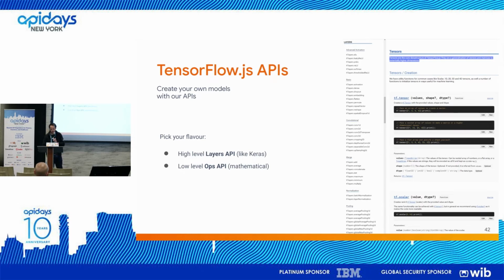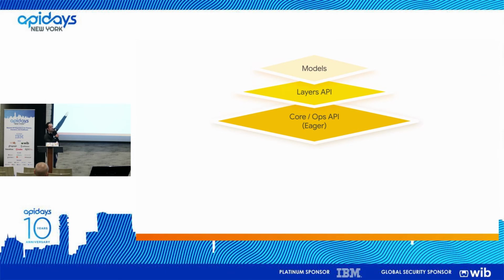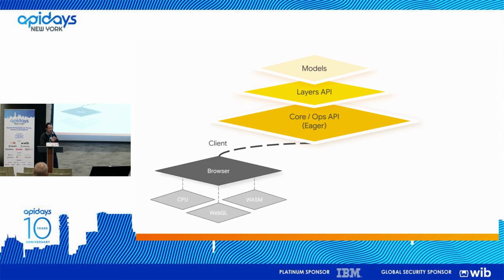So putting this all together, then, you've got our pre-made models that you saw today. They are built upon the layers API, which is sitting upon the core or ops API. And then that understands how to run in different environments, like the web browser on the client side. You then have different backends. And by backend here, I do not mean server-side. I mean the hardware you're executing on. That's a special ML term.